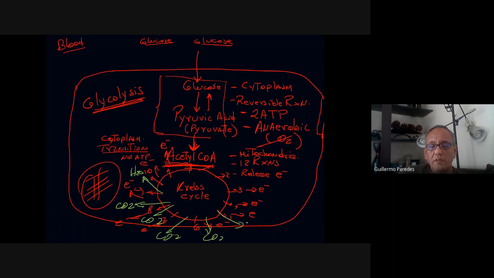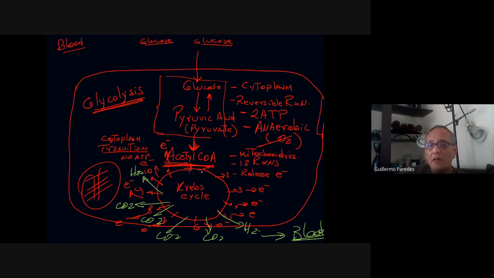carbon dioxide and water. This carbon dioxide and water, where do they go? They go to the blood. So that is where our carbon dioxide is coming from. When you're breathing in, it is the oxygen. Where is the oxygen going to go? To the cells for cell respiration.